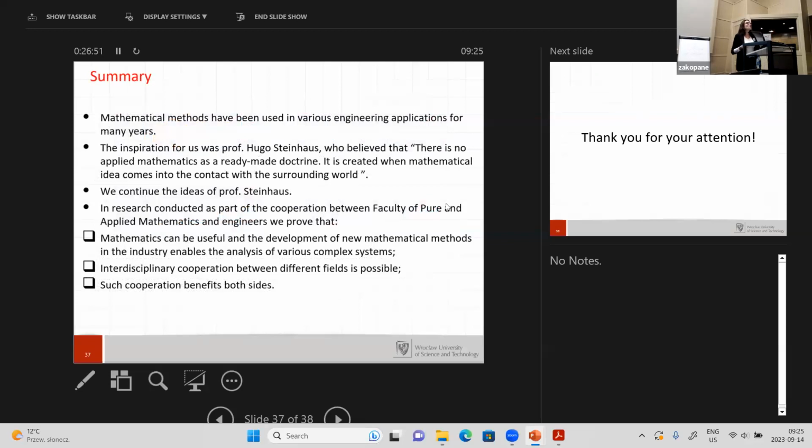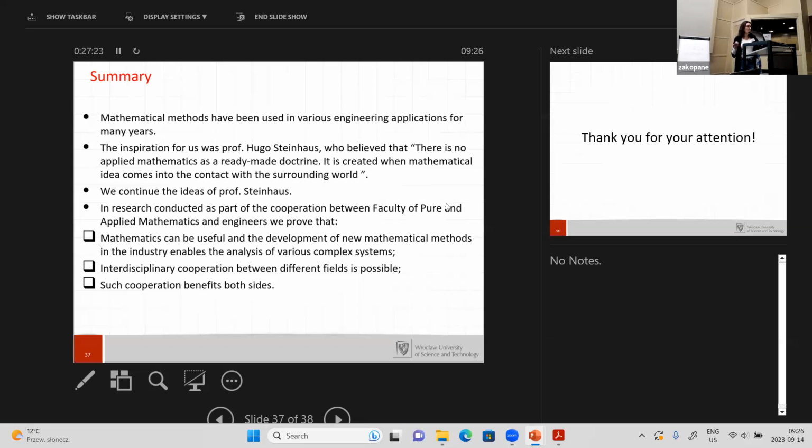Okay, and now, in order to summarize what we are doing. Mathematical methods have been used in various applications. Here you saw only one example, that we can work with the mining industry. And the inspiration for us is Professor Hugo Steinhaus, who believed that there is no applied mathematics as a ready-made doctrine. It is created when a mathematical idea comes into contact with the semantic world. And this is actually what we continue.